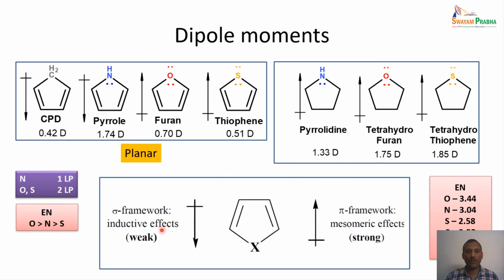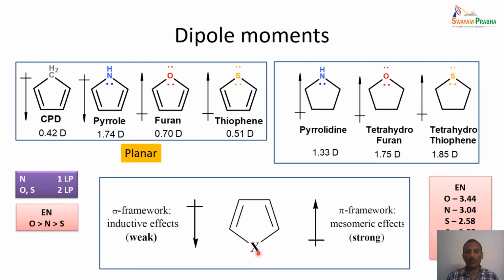So as we mentioned here, in the case of pyrrole, the sigma framework has an inductive effect towards the heteroatom. So this is a very weak one, due to which pyrrole has a very small dipole towards the heteroatom. Whereas in the case of the pi framework, that is the resonance one, that is pulling towards the pi bonds, that is towards the carbocyclic ring.